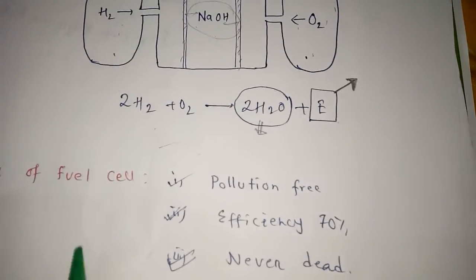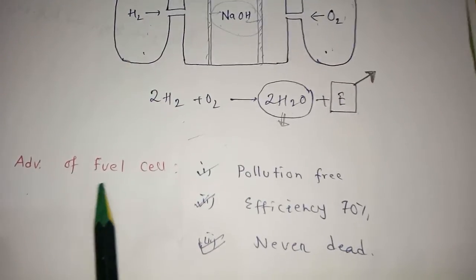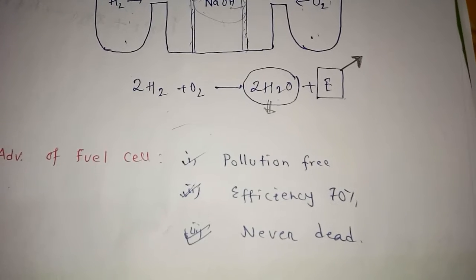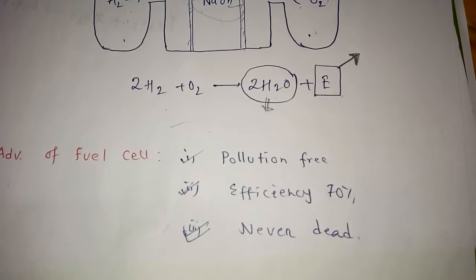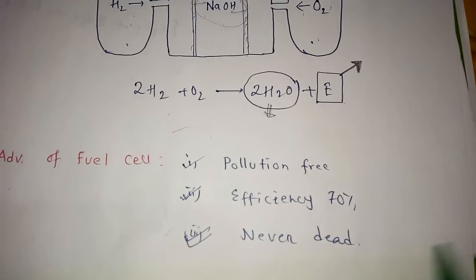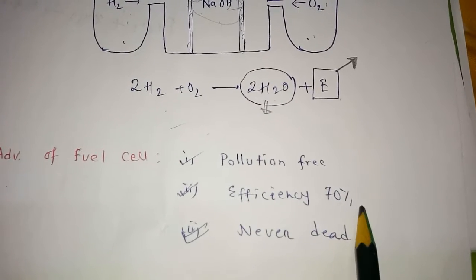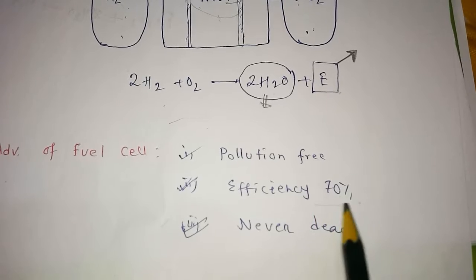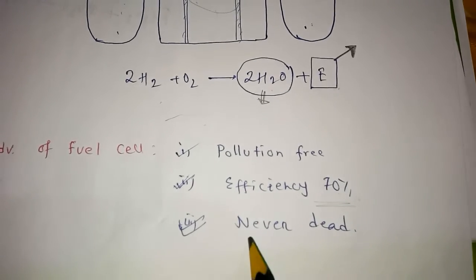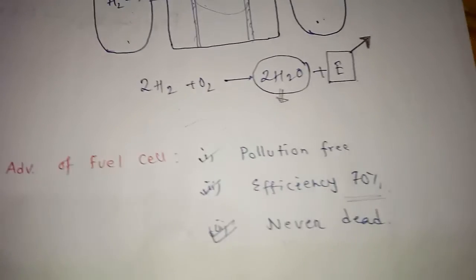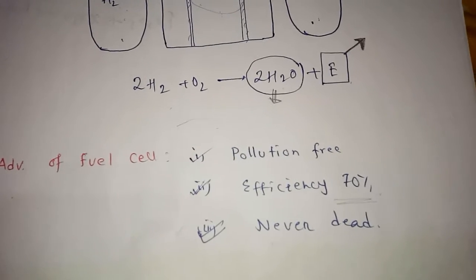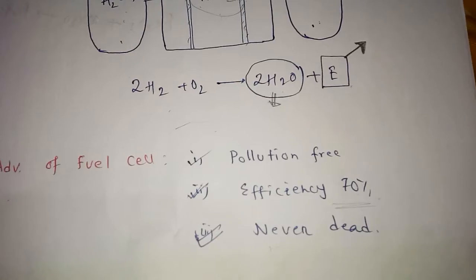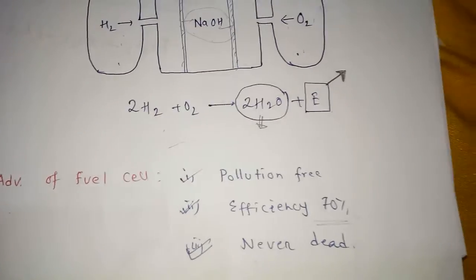Now what are the advantages of the fuel cell over the other cells? This question comes generally. First, it is pollution free. Second, its efficiency is 70%, while other cells' efficiency is nearly 40%. And this cell never dies, meaning as long as you provide the oxygen and hydrogen and NaOH is there, this cell never dies.